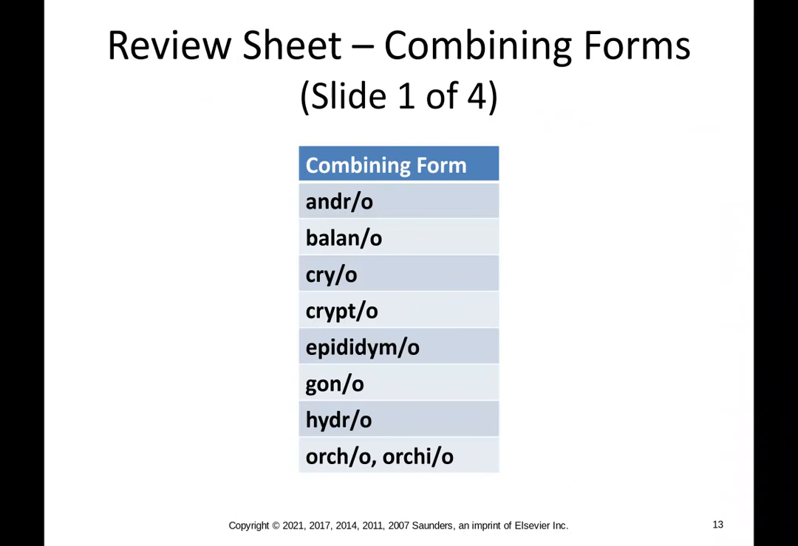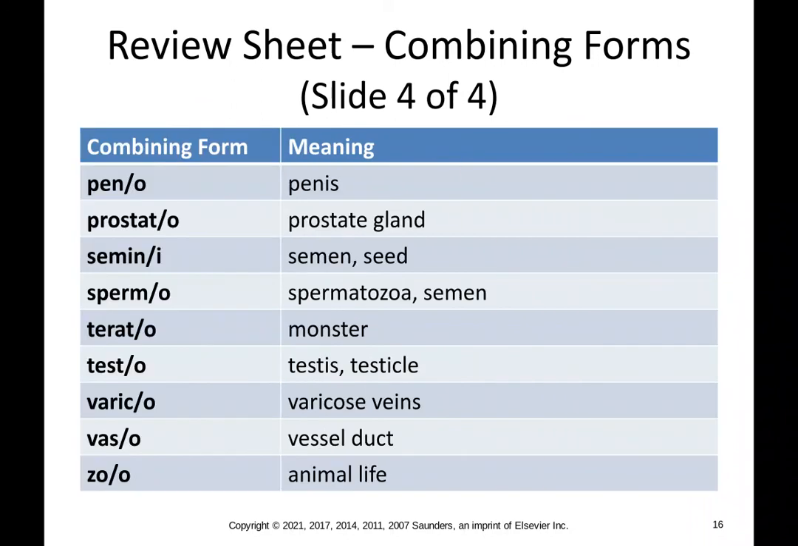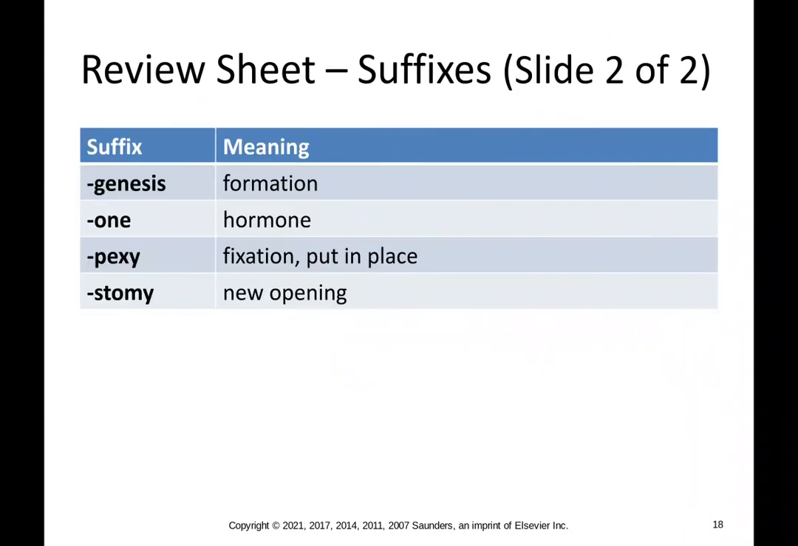Okay, so our combining forms are andro, balano, cryo, crypto, epididymo, gono, hydro, orchio, pyelo, prostato, semino, spermo, terato, testo, varico, vaso, zoo. Suffixes are genesis, one, pexy, stomy.